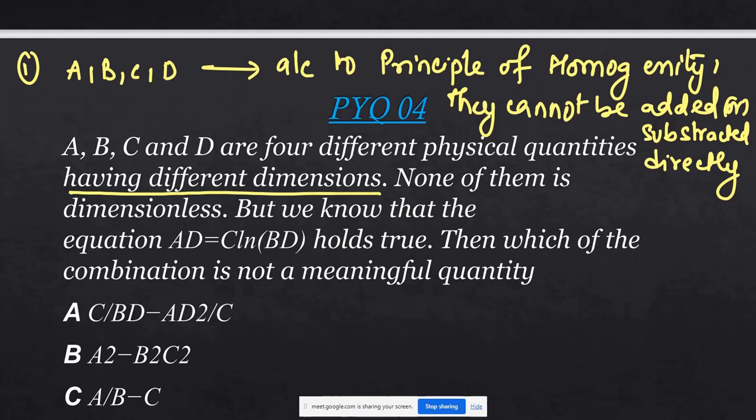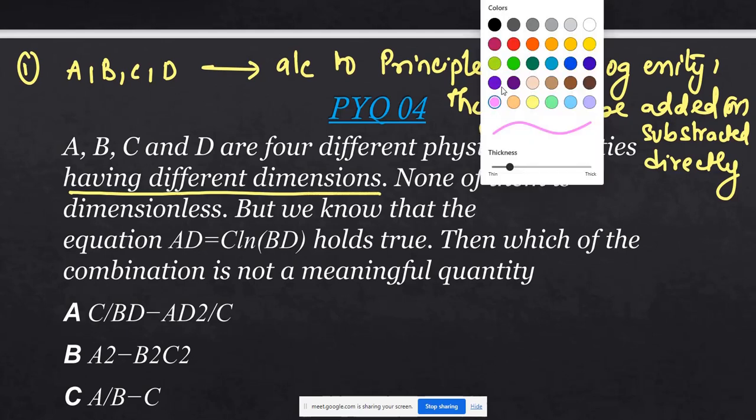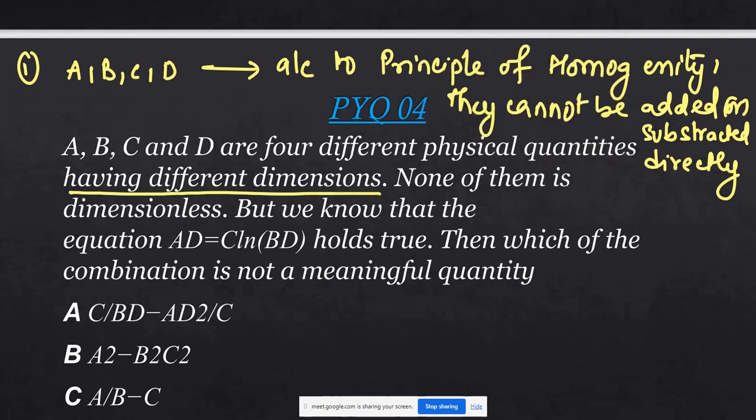Now, the remaining part of the question is given just for making it lengthy. To make it a lengthy question, they have given the remaining part. None of them is dimensionless. What does it mean? a is also having units, b is also having units, c is also having units, d is also having units. None of them is dimensionless. That means a, b, c, d, all of them have dimensions. That is the meaning of it. The second part says all have dimensions.